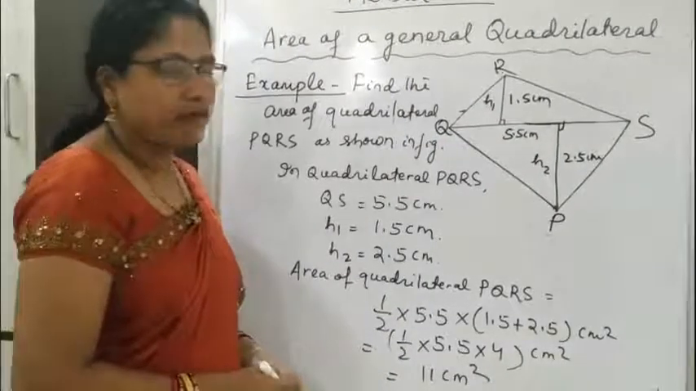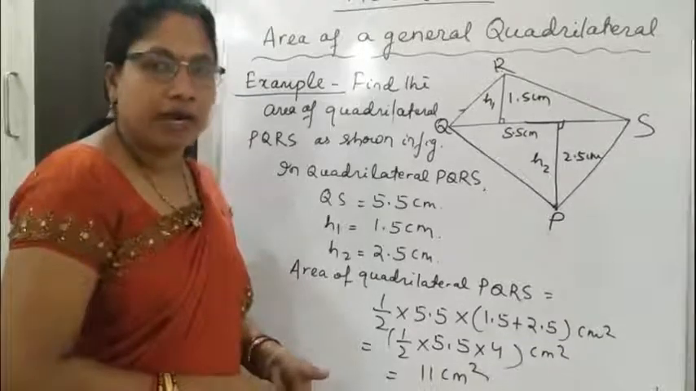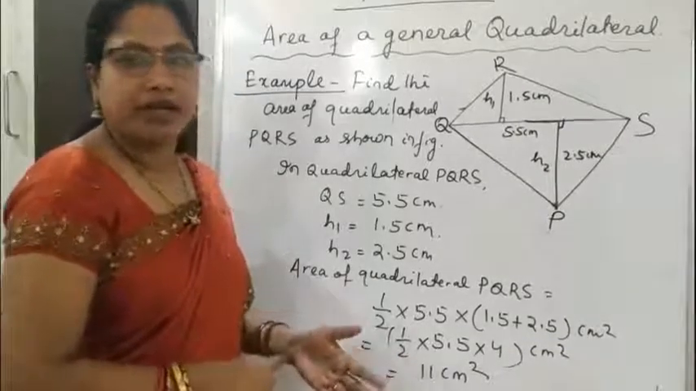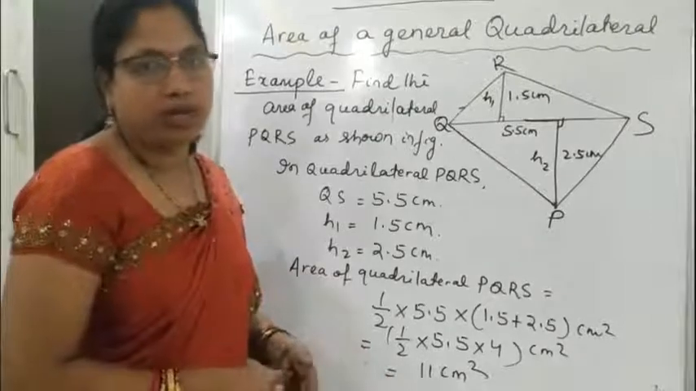In this way, you can find the area of any quadrilateral by dividing it into triangles by joining any of its diagonals.